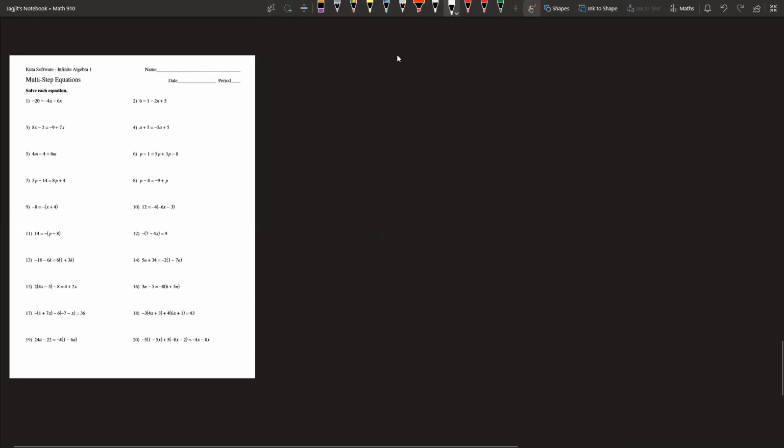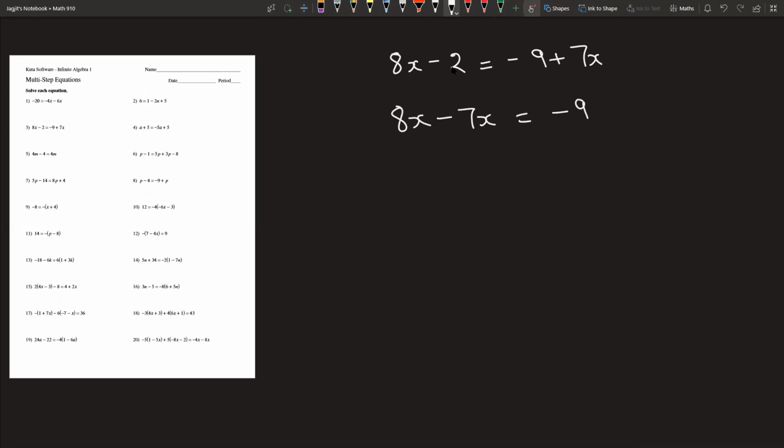Next up, what you have is 8x minus 2 is equal to minus 9 plus 7x. Okay, so let's bring all the x's together. This 7x will come to this side. This is 8x. We're going to keep it over here. We're going to bring this 7x to this side, so it becomes minus 7x. We had minus 9 here. This is minus 2. We're going to move it to the other side. It becomes plus 2.